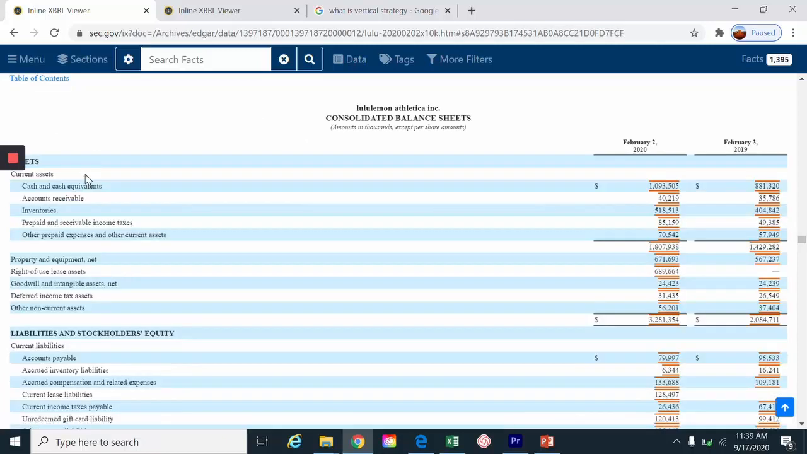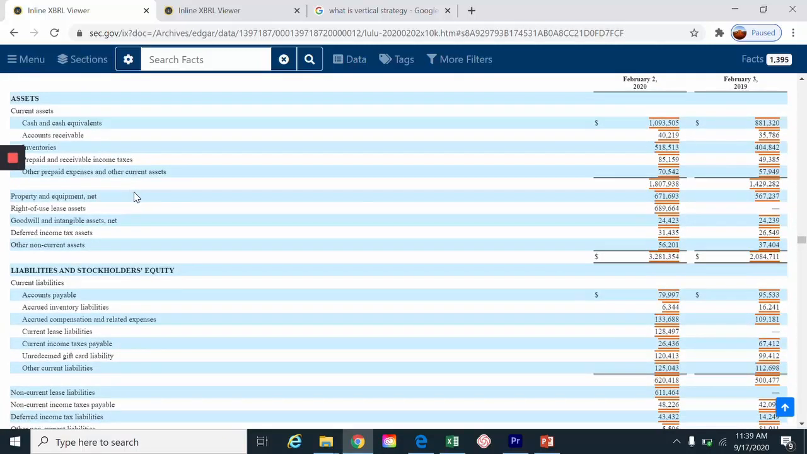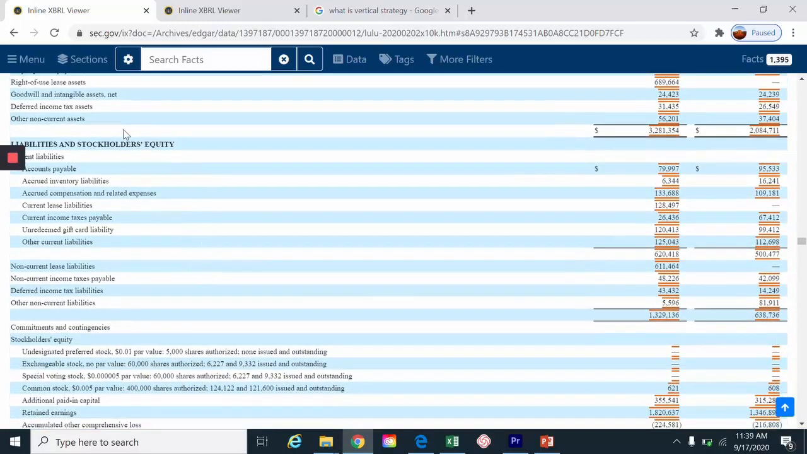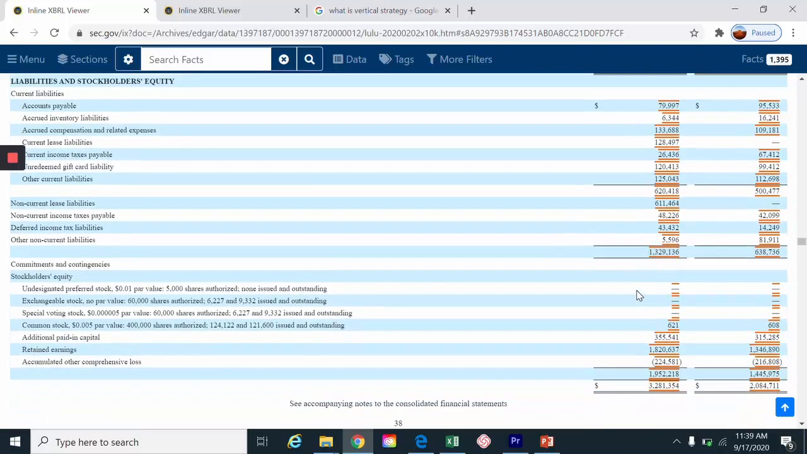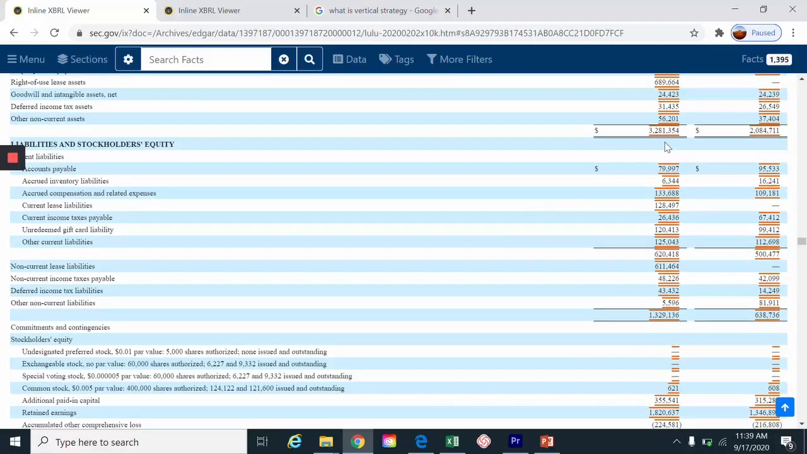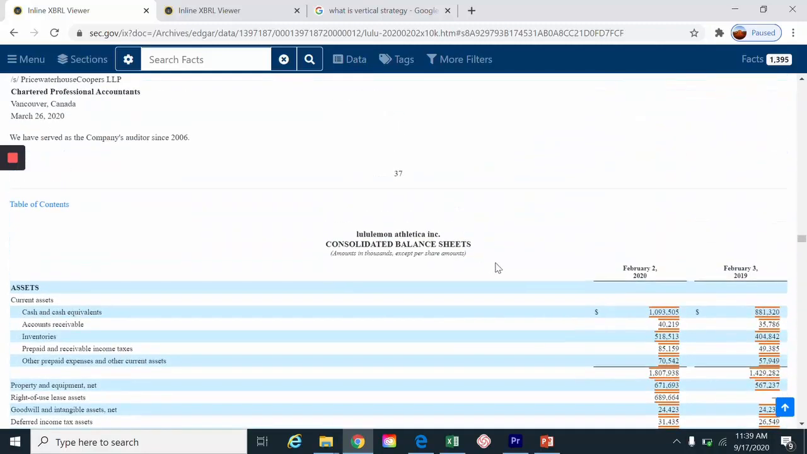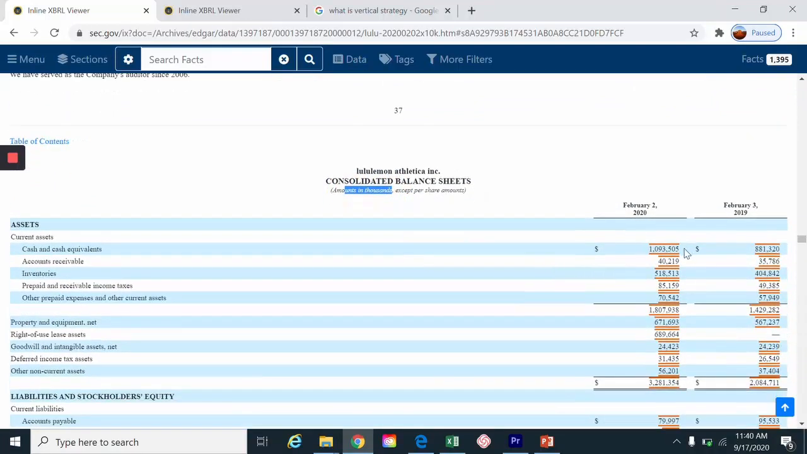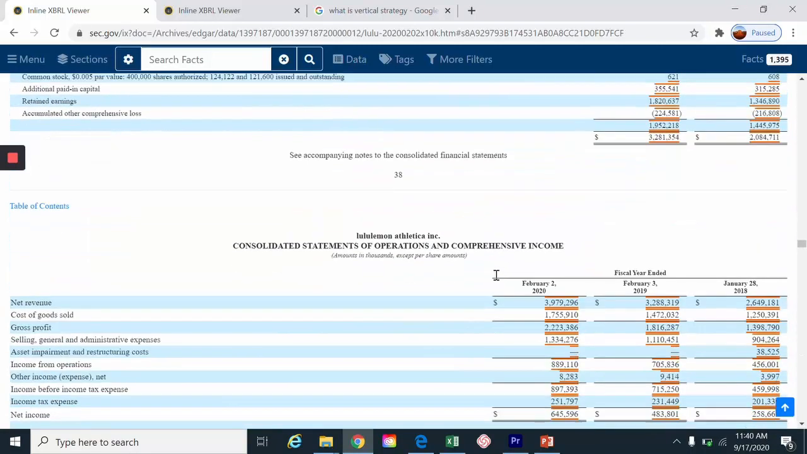If you see the balance sheet, all these assets are mentioned, and then below, the claims on those assets are mentioned. These are the total assets, and just below are the liabilities. So if you add up the total liabilities and total shareholder equity, this should be equal to the total assets, 3,281,354, which is also over here. By the way, these numbers are in thousands except per share amounts. So these are already in thousands.